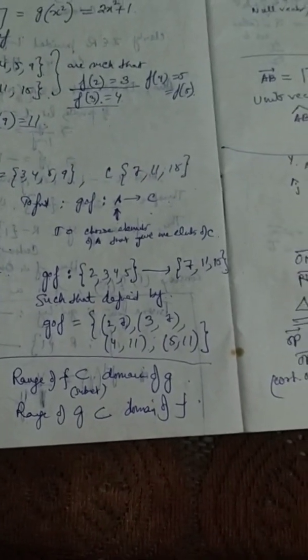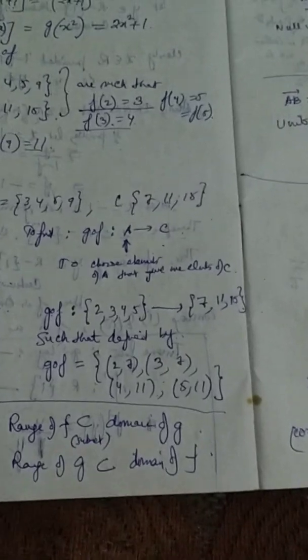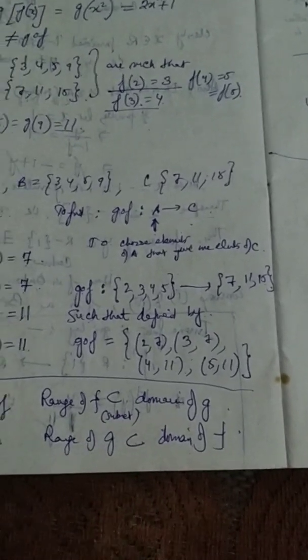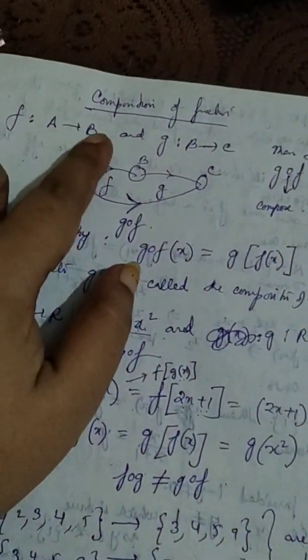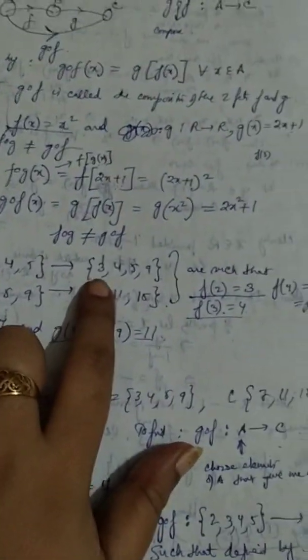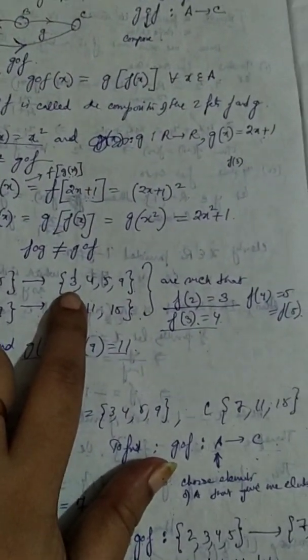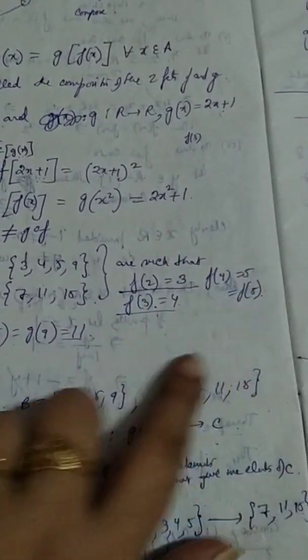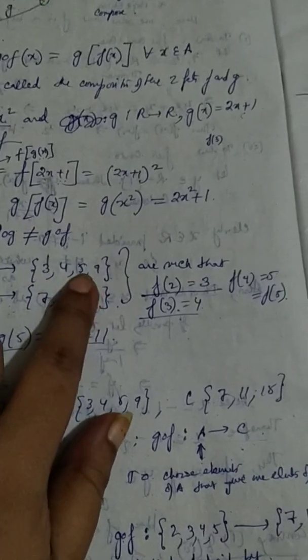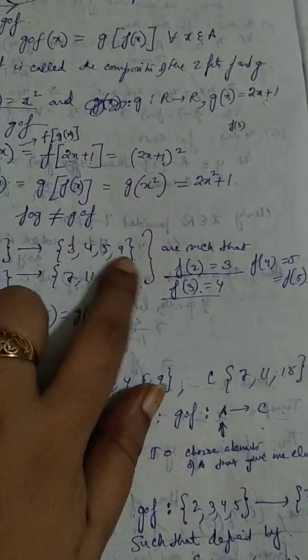What is the range of F? In this particular case, this is your domain, this is your codomain. So what do we get from here? The range of F is actually 2, 3, 4, 5 being assigned to 3, 4, 5. So the range is actually 3, 4, 5. The codomain is 3, 4, 5, 9.